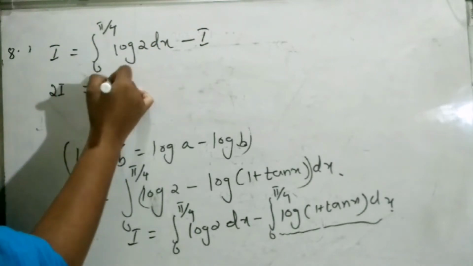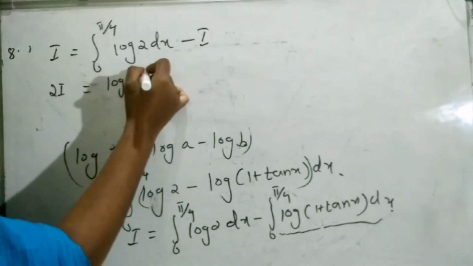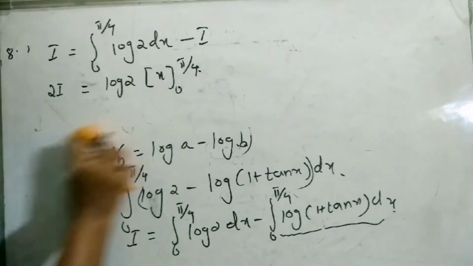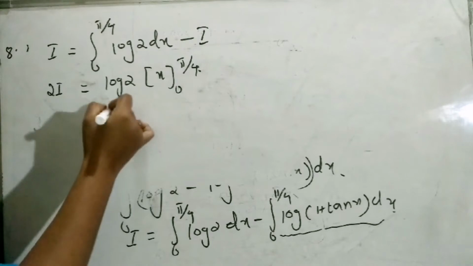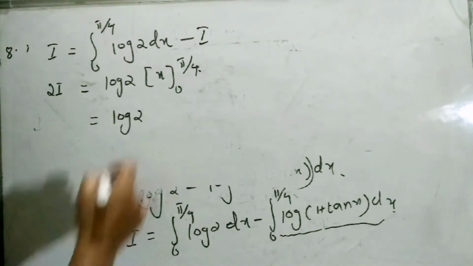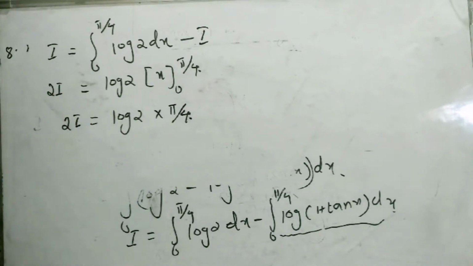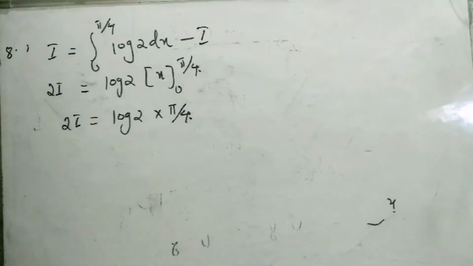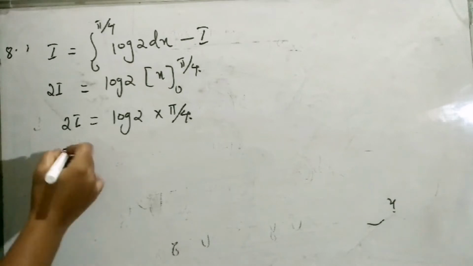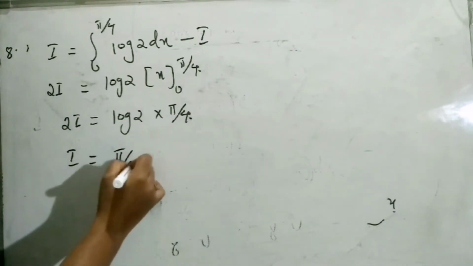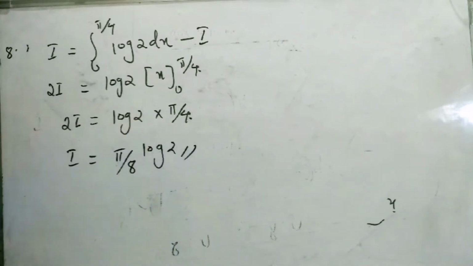log 2 is a constant and the integral of dx is x from 0 to pi by 4. This is equal to log 2 into pi by 4, which is 2I. Then what is the value of I? I is equal to pi by 8 log 2. So the value of the integral is pi by 8 log 2.